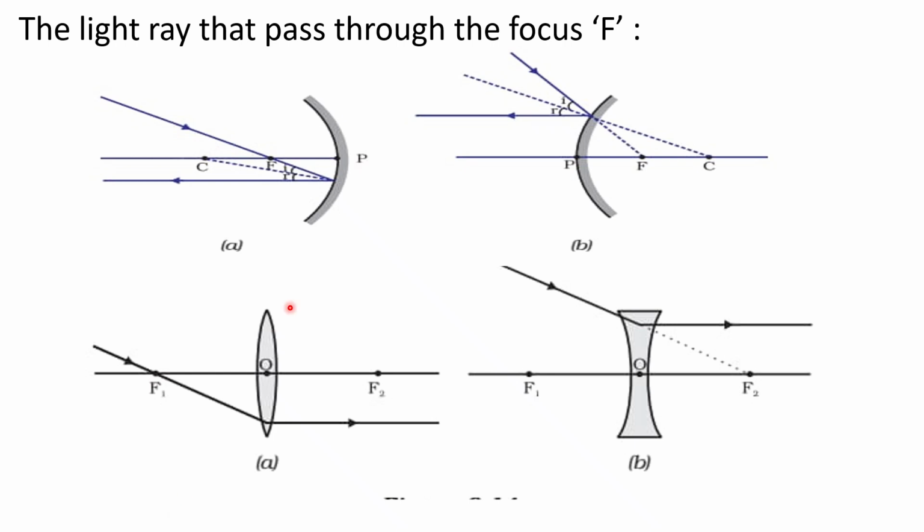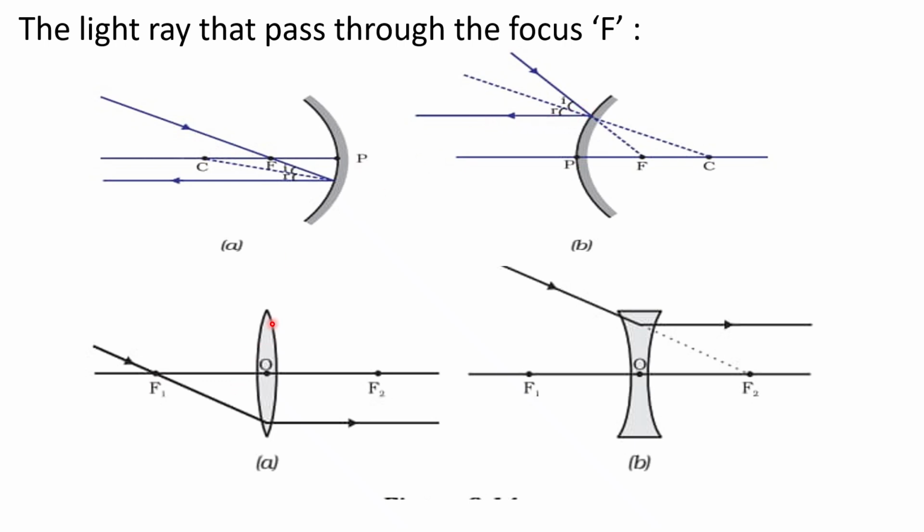The light ray that passes through the focus in the case of a concave mirror follows the law of reflection. It will make the same I equals R, and the emergent ray is parallel to the principal axis. In the case of a convex mirror, this is the incident ray. It makes angle I with the normal, and it makes the same I equals R, following the law of reflection. It makes the same angle of incidence as the angle of reflection, and it emerges parallel to the principal axis.